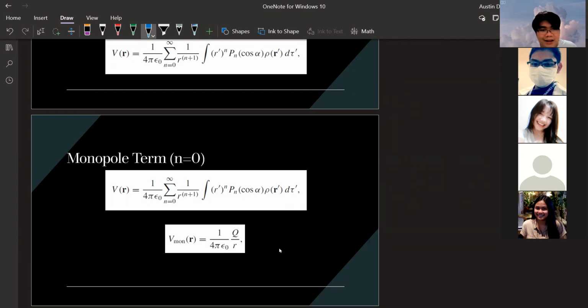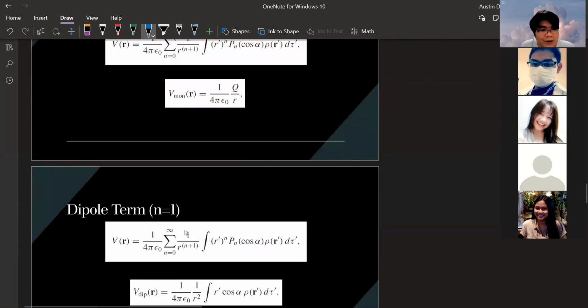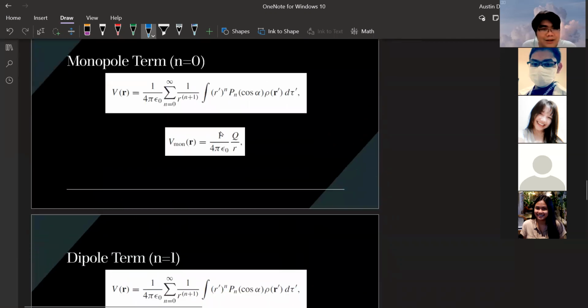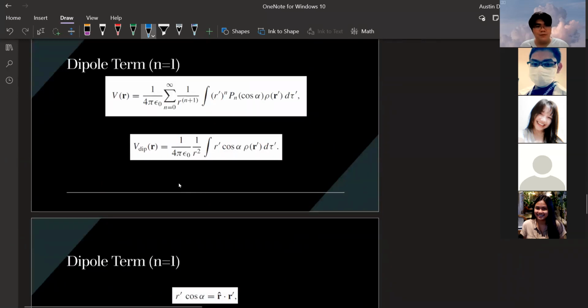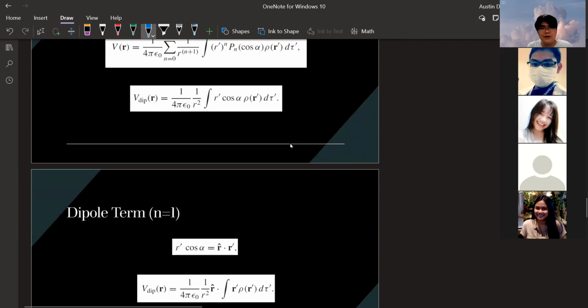Okay, and then the next interesting thing is the dipole term. Let's just plug in n is equal to 1. So we have this guy. Plugging in 1, it becomes 1 over r squared, then r prime cosine alpha, ρ dτ. Okay, let's look at this. R prime, right? Vector r prime.